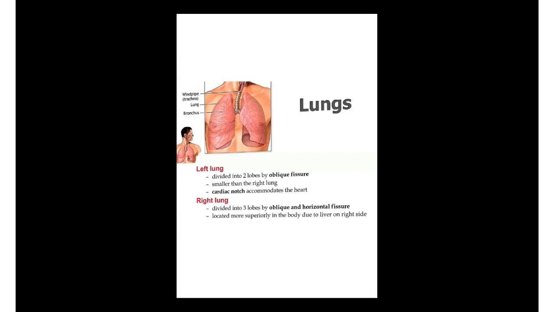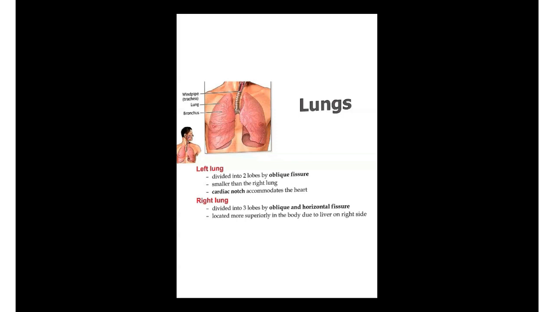If I talk about the left lung and right lung, these lungs are divided into different lobes. The left lung is divided into two lobes. How are they divided? At the base there is one division or fissure known as the oblique fissure. The oblique fissure divides the left lung. It is smaller than the right lung, and the cardiac notch accommodates the heart.